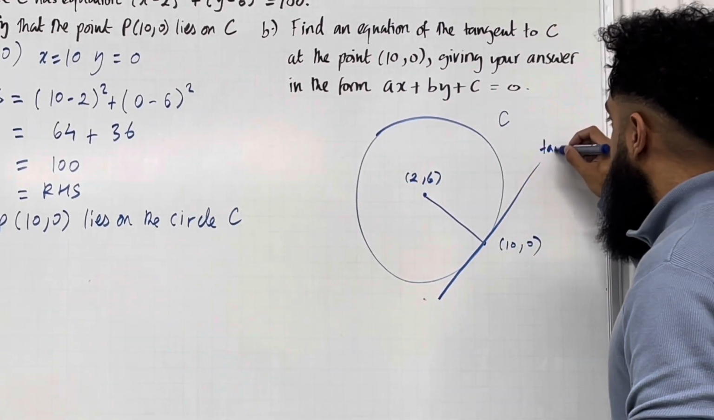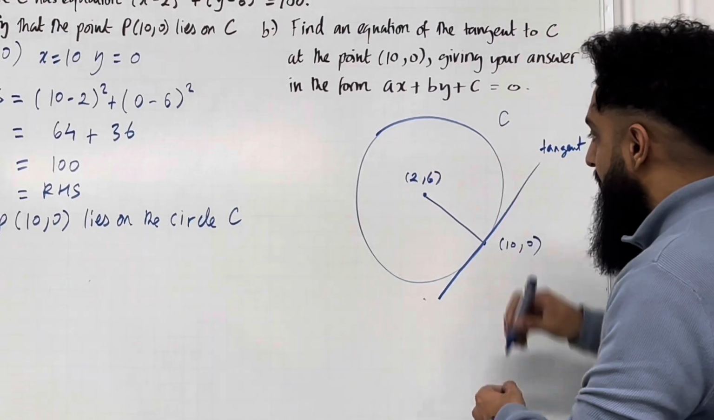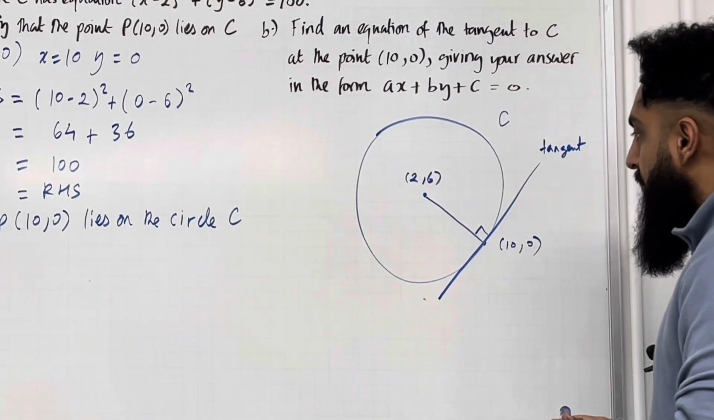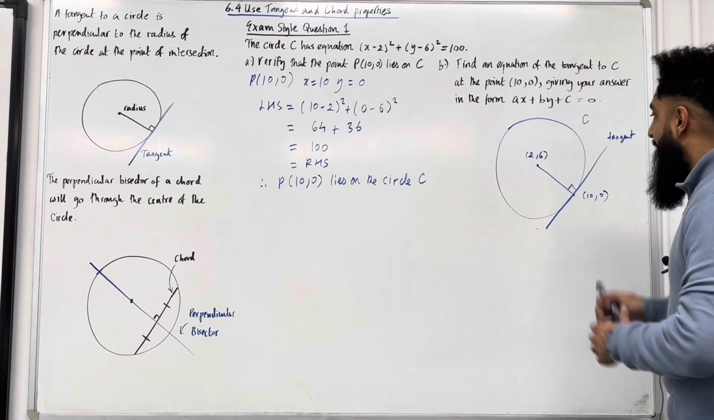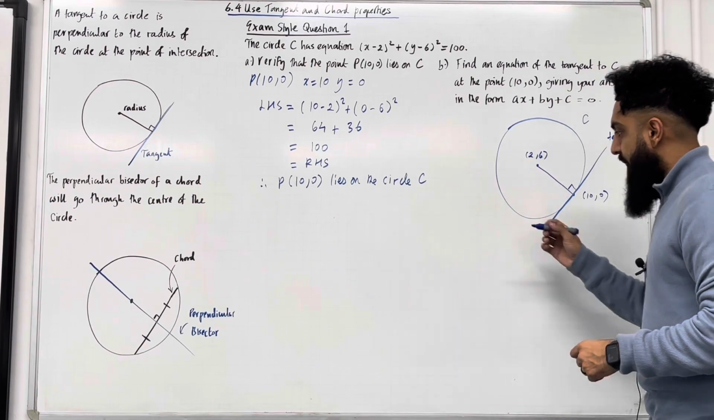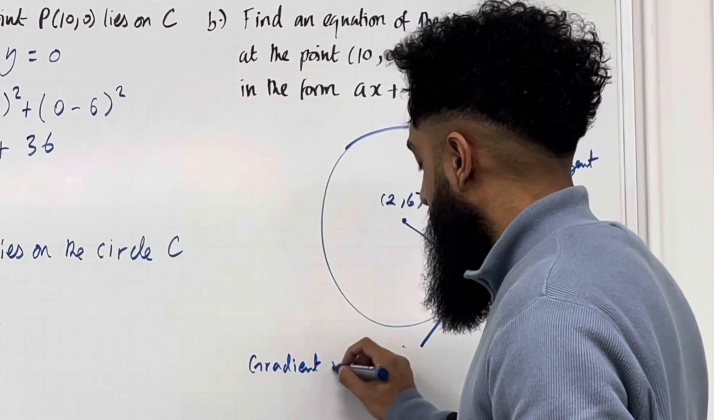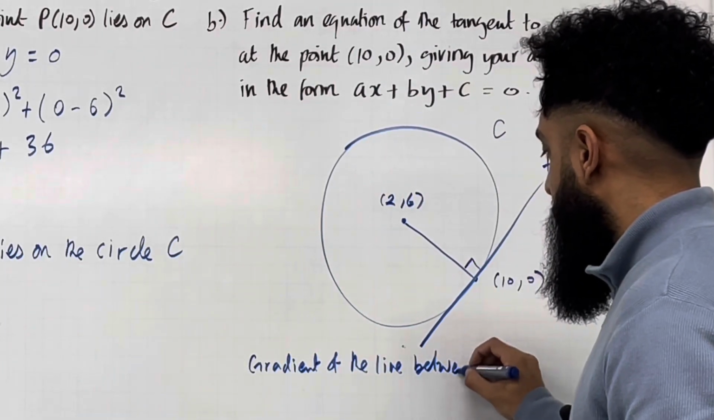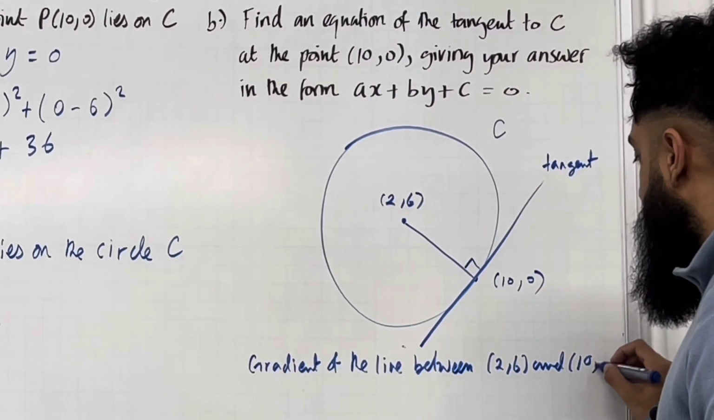This is my tangent. Now we know that the tangent meets the radius at 90 degrees. To find the equation of the tangent, I need the gradient of the tangent. To find the gradient of the tangent, I need the gradient between these two coordinates. So we're going to first of all work out the gradient of the line between 2, 6 and 10, 0.